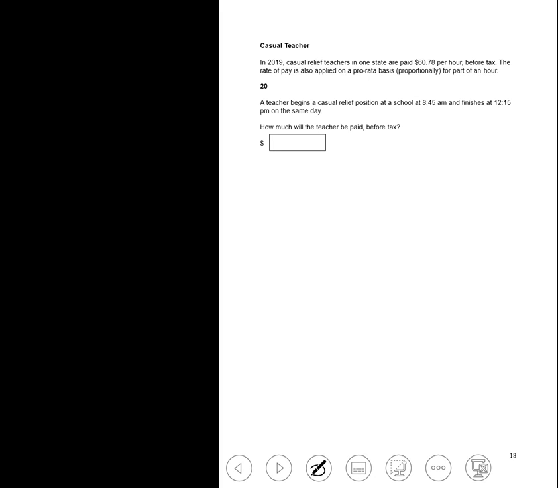All right, casual teachers get paid $60.78 an hour. Not bad money if you can get it. Now, a teacher begins a casual relief position at 8:45 and finishes at 12:15. How much will they be paid? So the way I always do with time is I try to add as many hours as I need to without going past the hour that we need, like without going over.